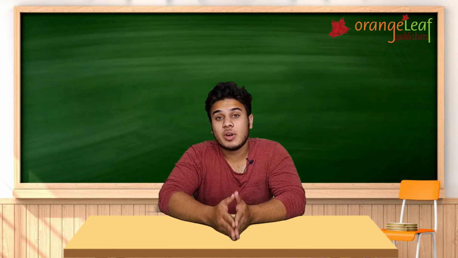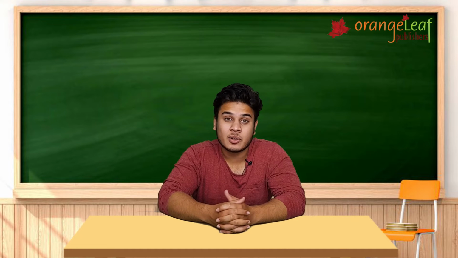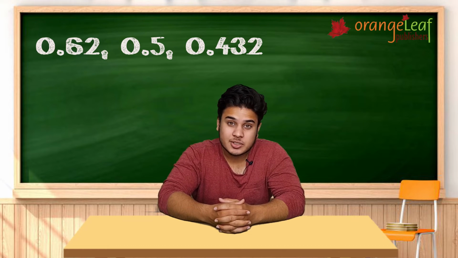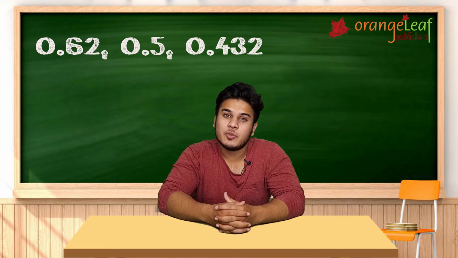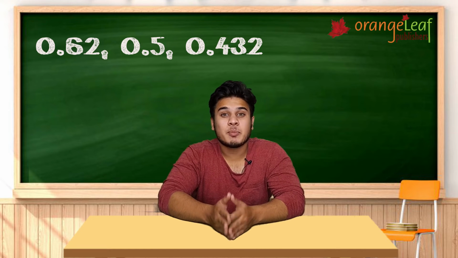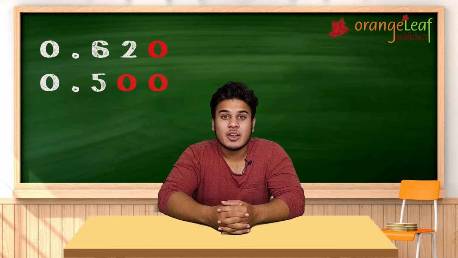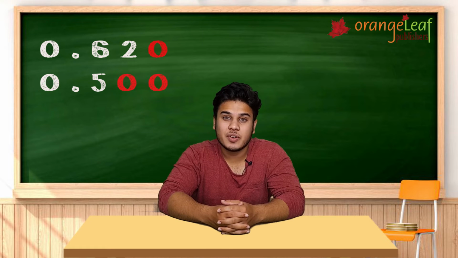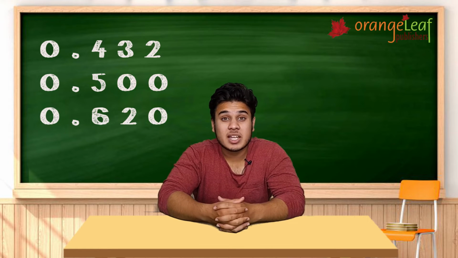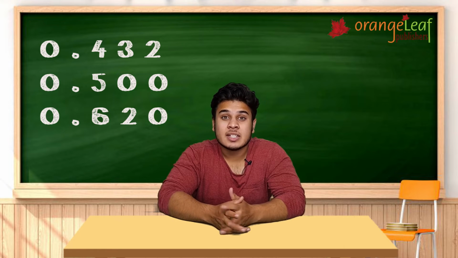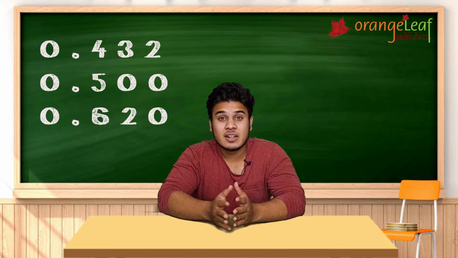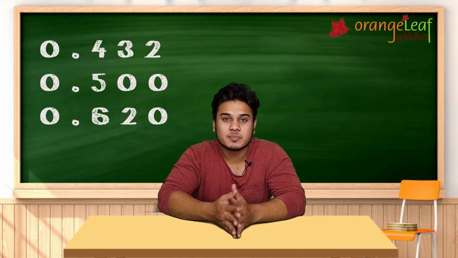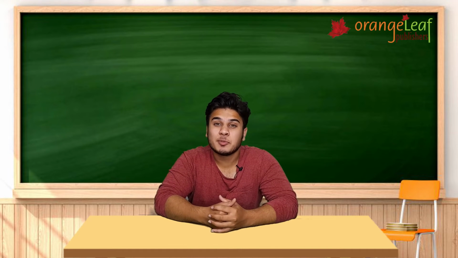Now, we need to arrange the following decimal numbers in the ascending order. I'll help you with the first one. The numbers that we have are 0.62, 0.5 and 0.432. We need to first make them like numbers. Hence, we add a 0 after 2 for 0.62 and 2 zeros after 5 in 0.5. Now, when we place them in the ascending order, we write 0.432 first, then 0.500 and in the end, the biggest number 0.620.